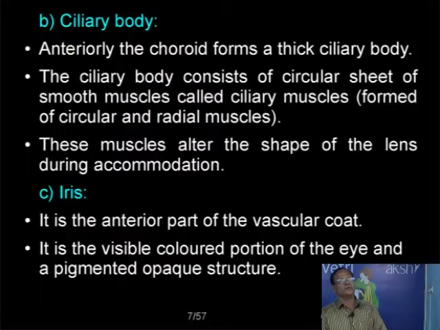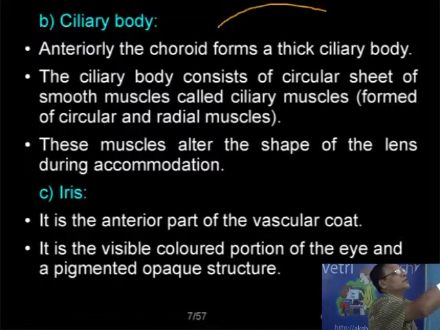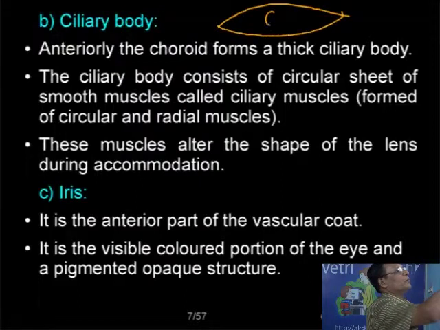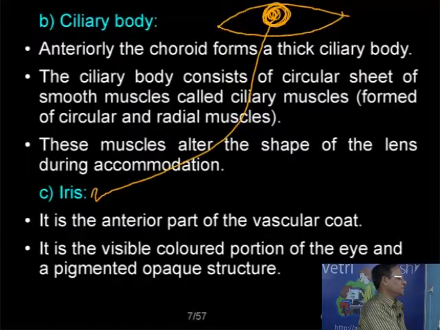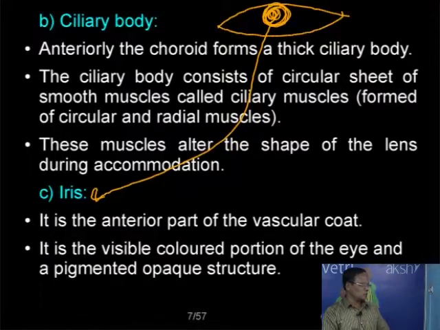Now the iris. See that one, it is again the anterior part of the vascular coat. And again it is a visible, colored and pigmented part of the eye. In the center we have a small opening. So this part is called the iris. That's why it is the anterior part of the vascular coat.